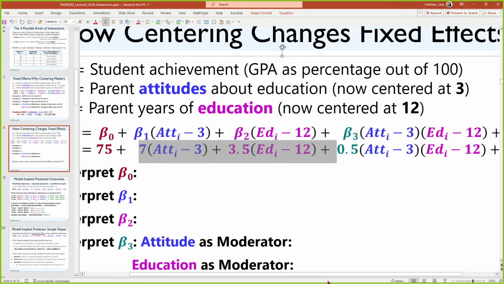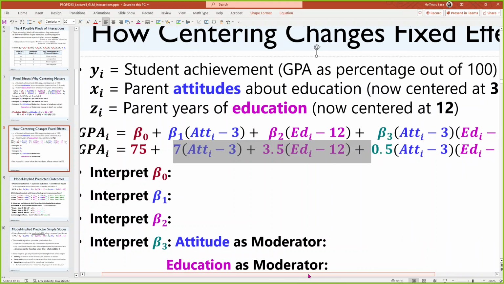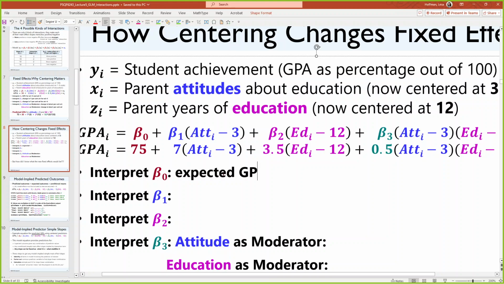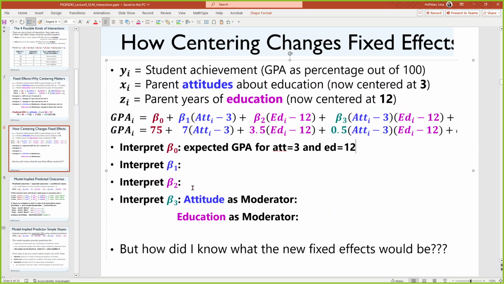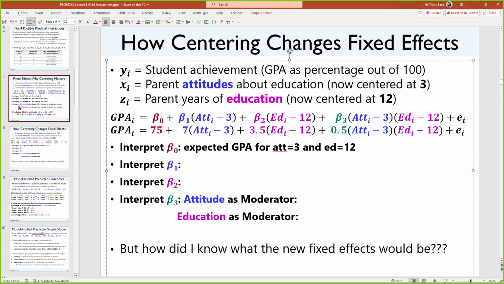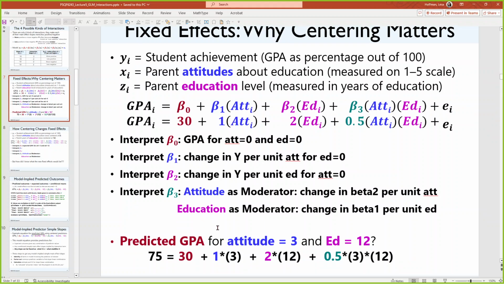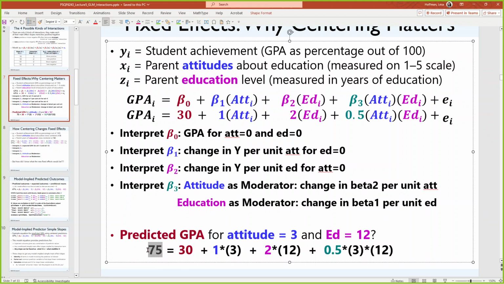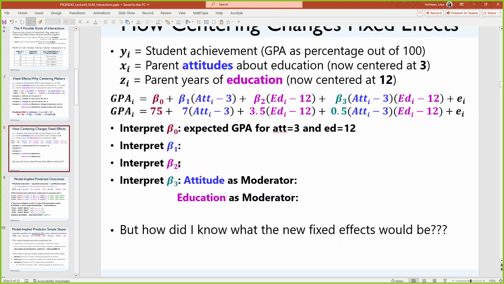Now beta 0. Given the new centering, 75 is the expected GPA for what kind of person? For attitude is 3, because that's now where 0 is, and education is 12. Okay, so where that came from, 75 is what I got when I plugged in those numbers into my model. So that's the first one.